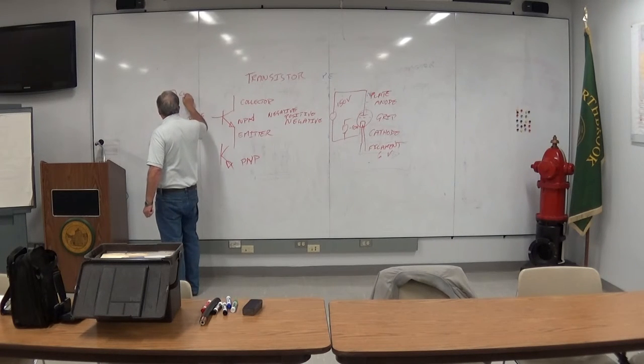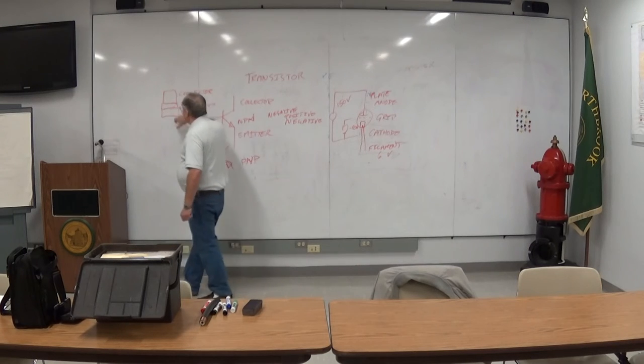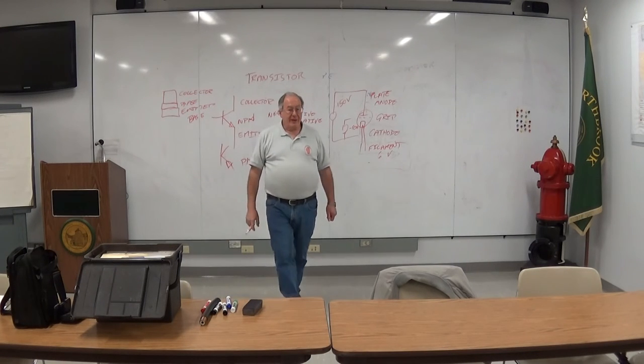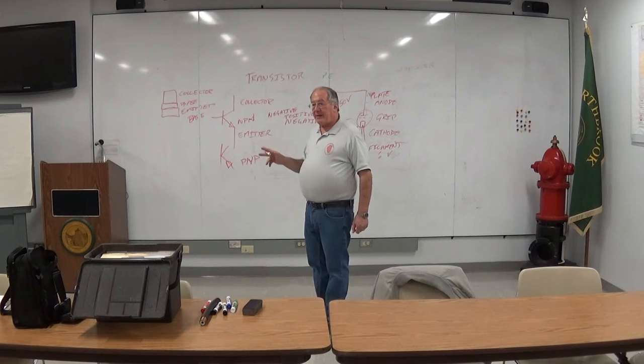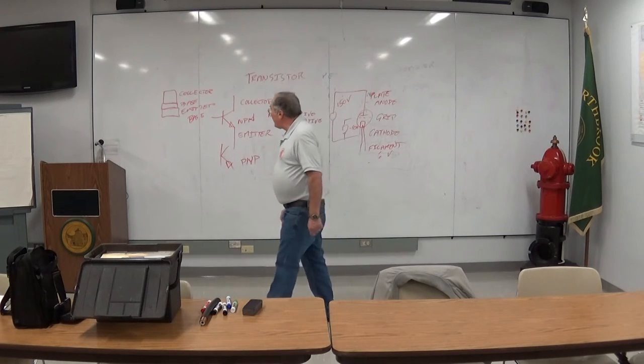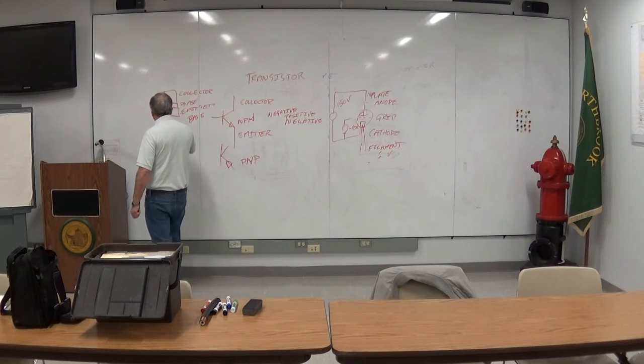There's your collector. Here's your base. And here's your emitter. They're really stacked one on top, one next to the other. The one thing I can assure you is the base has to be in between the emitter and the collector because it provides a controlling function.